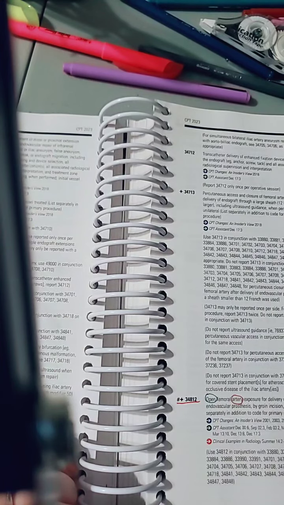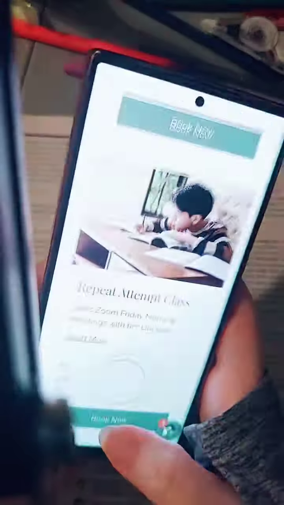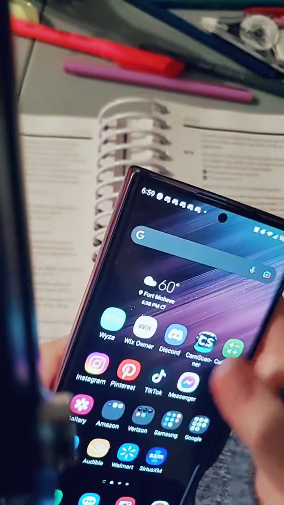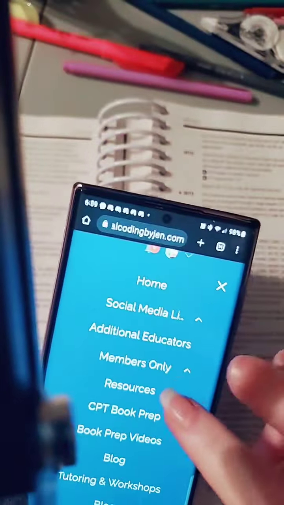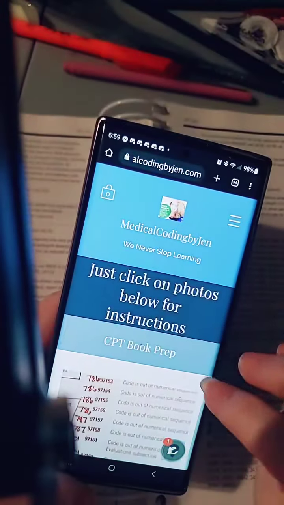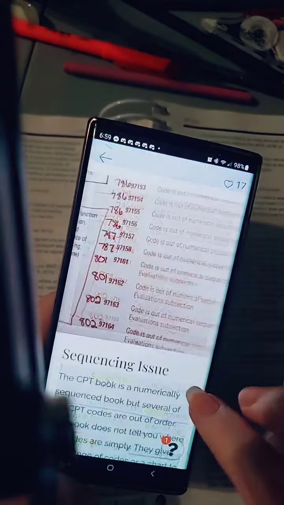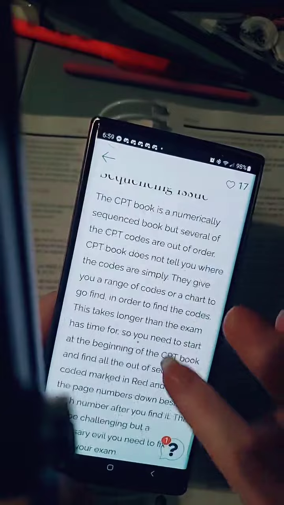Yvette says, I'm new. Who preps your coding books? That's funny. And is there a way to see the book prep book? Yes. So if you go to my website, medicalcodingbyjen.com, I teach you step by step, of course, during these lives too, how to do it. But I also, if you do join my website under members only, it's free. You go to book prep, you can see pictures of my notes, and you just click on them and it tells you what I'm doing and why I'm doing it and how to do it yourself.